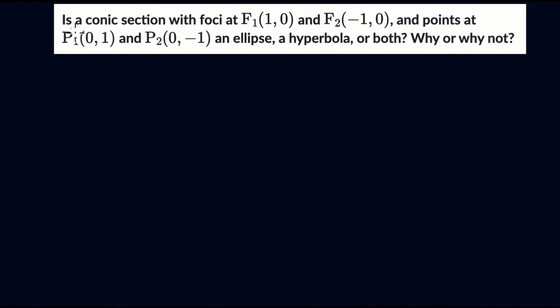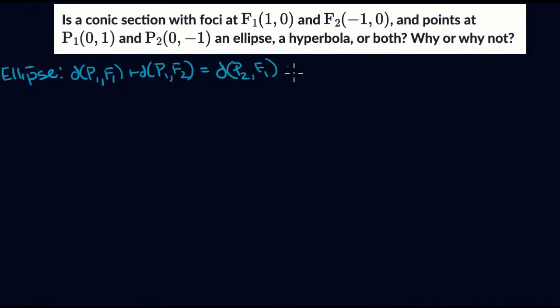We are asked, is a conic section with foci at F1, and they give the coordinates, and F2, and these coordinates, and points at P1 and P2 with these corresponding coordinates, an ellipse, a hyperbola, or both? Why or why not? Pause this video, have a go at that before we do this together.